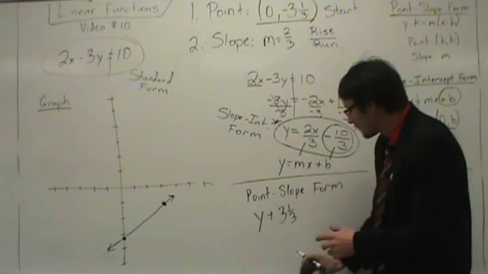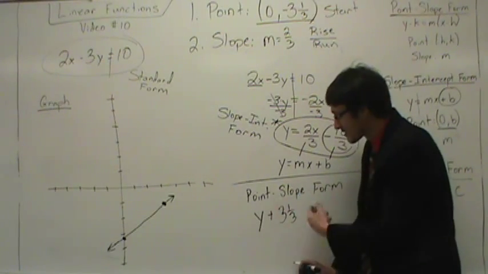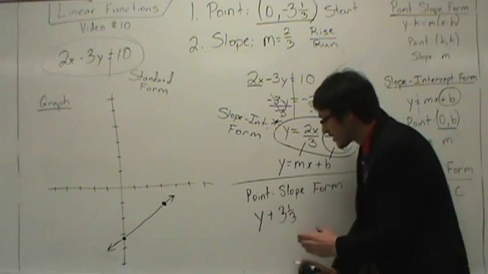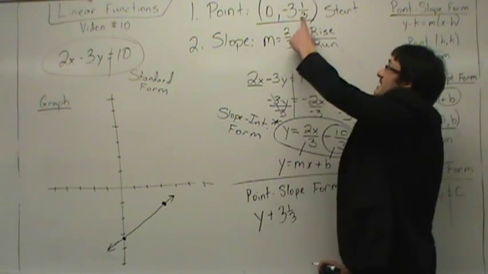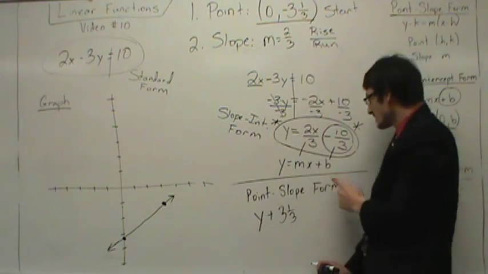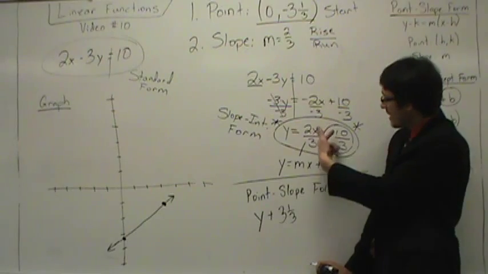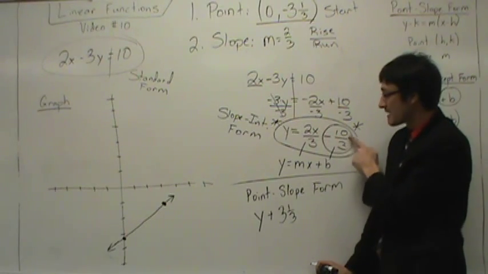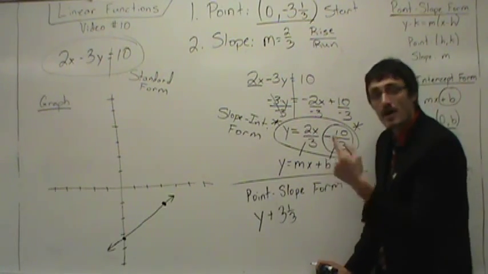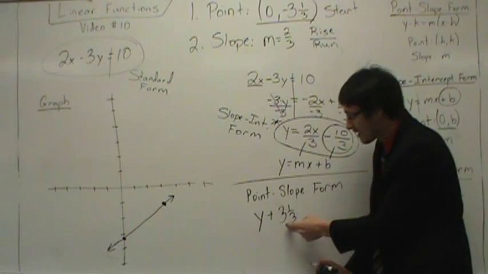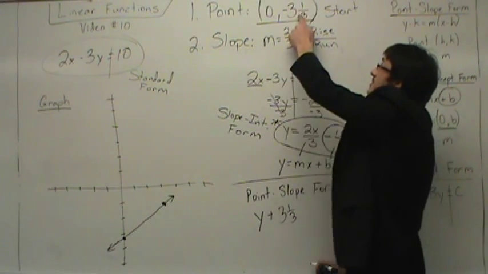Now this is bad form, so don't do this. I've purposely done this. Remember, in the point we write the mixed number, negative 3 1/3. But what did I leave in the equation here? Notice in the equation we wrote the improper fraction, negative 10/3. So we want improper fractions in the equation, and we want mixed numbers in the point.